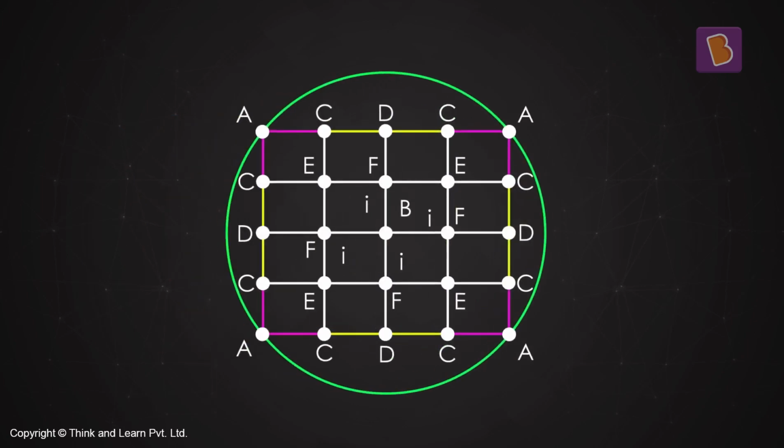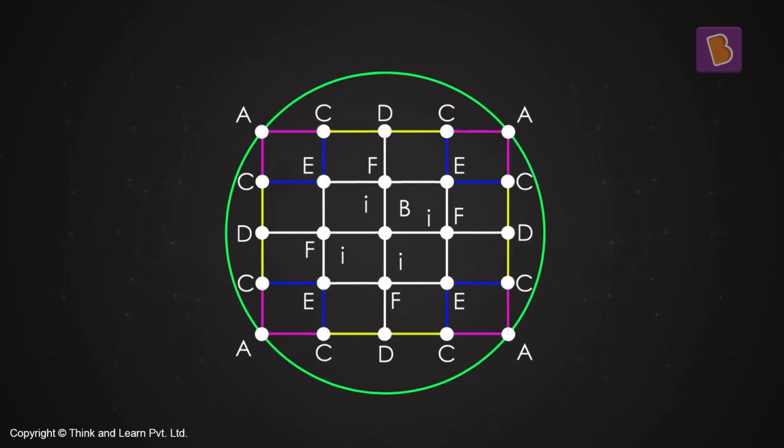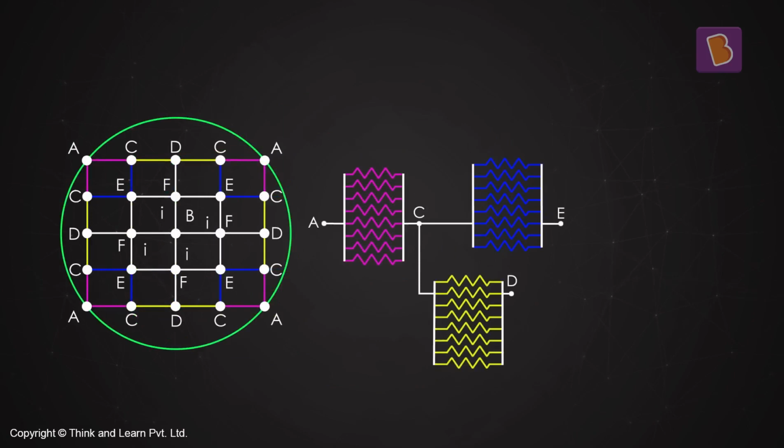Now, what are the number of connections between C and E? So C and E, how many connections? So 1, 2, 3, 4, 5, 6, 7, 8. So between C and E there are 8 connections.